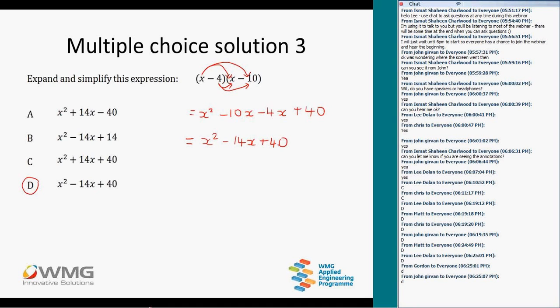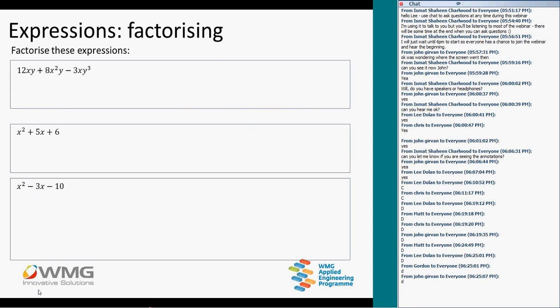Okay, let's move to factorizing. Now, most people, if they do get stuck, will be stuck with factorizing. Let's start off a bit simpler, and factorizing is important because it helps you with algebra as well. Without understanding factorizing, you will struggle with algebraic fractions, which are everywhere in engineering.